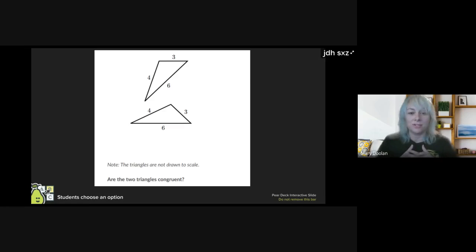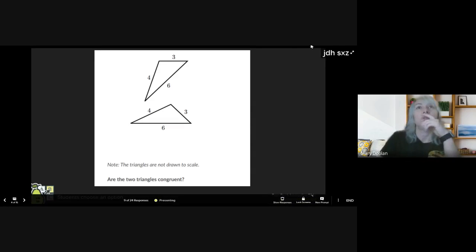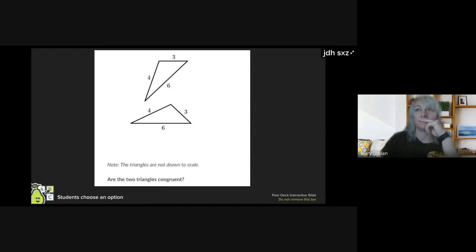Are the 2 triangles congruent? You have 3 choices. Yes, no, or not enough information.